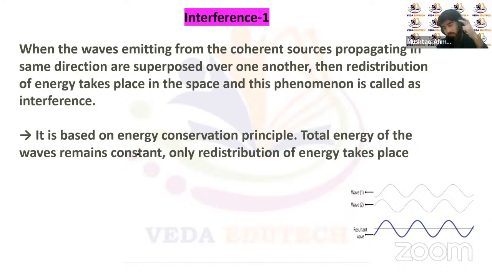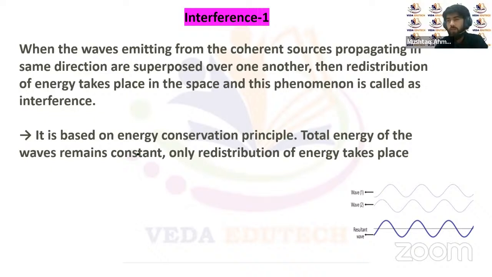Now let's talk about interference. Interference is when two waves emitted from coherent sources, propagating in the same direction, are superposed over one another, and a redistribution of the energy takes place in space.